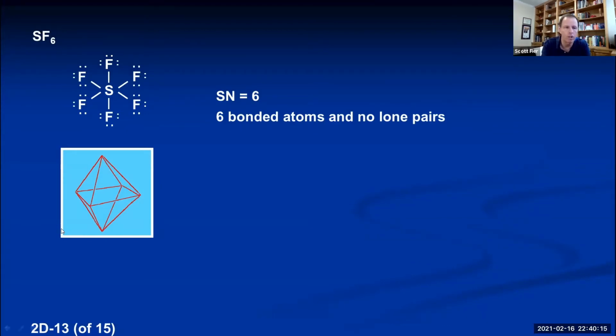Can you see them? There's 4 on the top, 1, 2, 3, 4, and then 1, 2, 3, 4 on the bottom. If you put the sulfur in the center and have the fluorines point to each of the corners of the octahedron, then these fluorines will be about 90 degrees apart from each other if they're close and 180 degrees apart from each other if they're across.